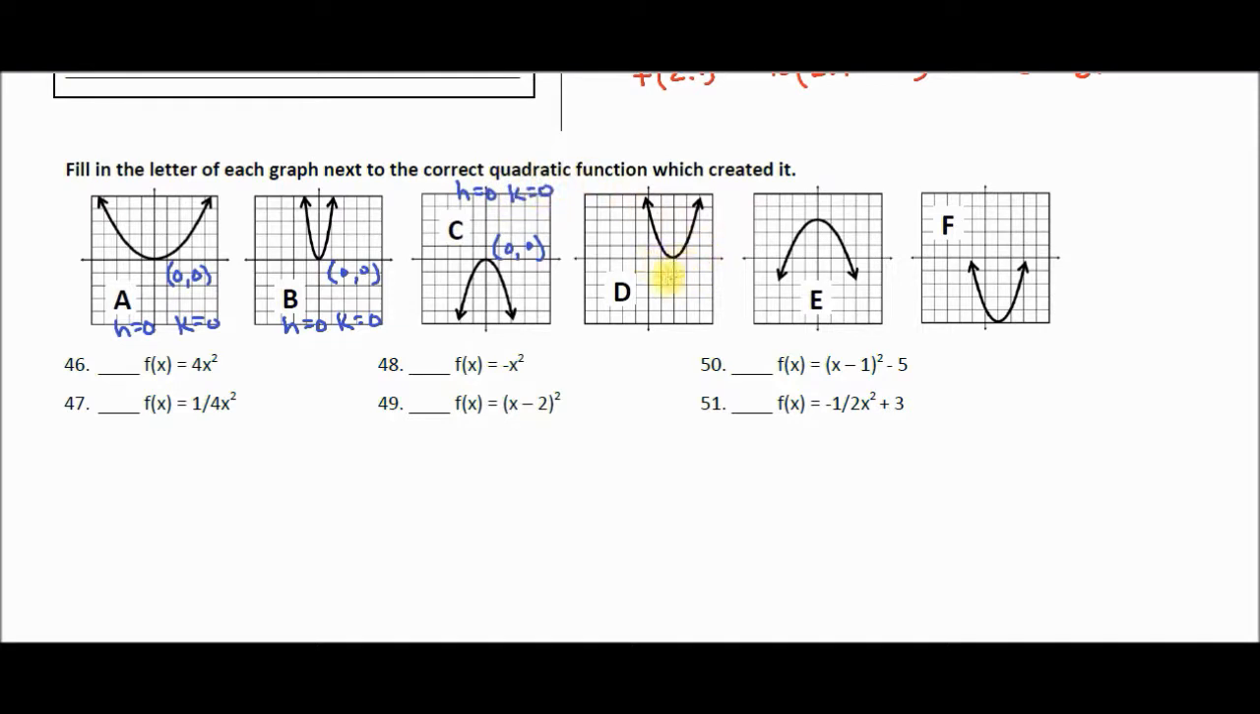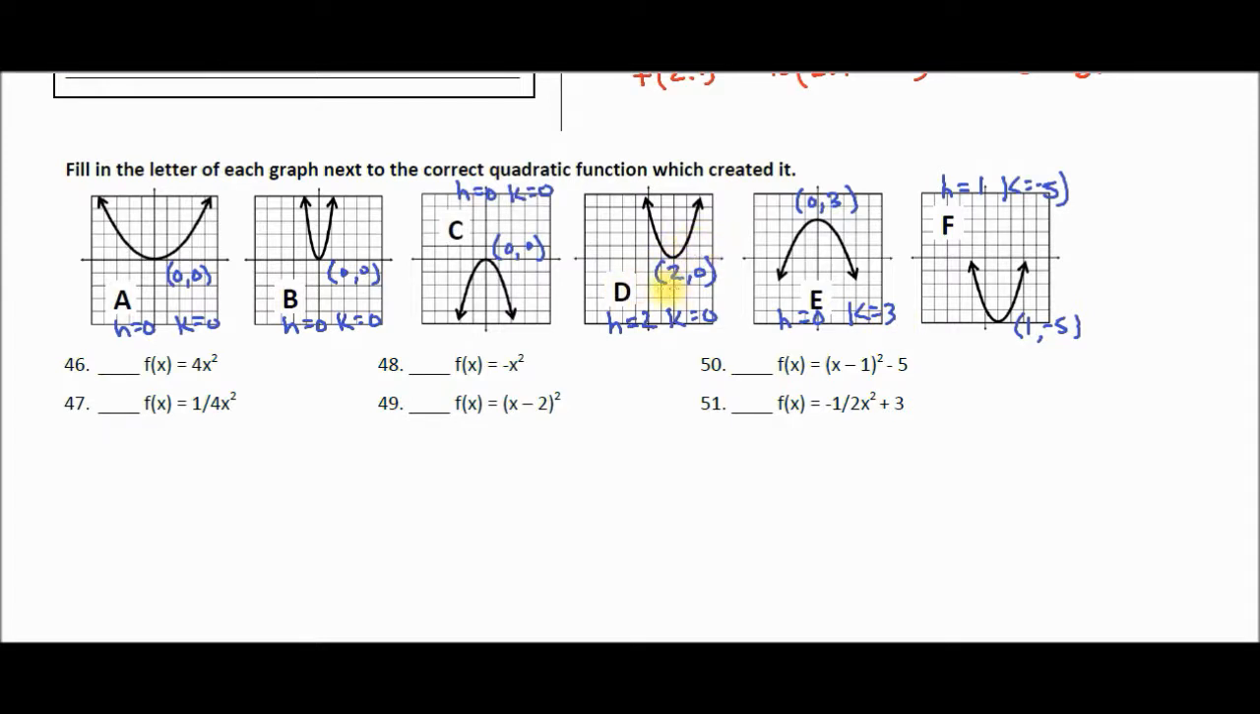Here we got to change. The vertex here is at 2, 0. That means H equals 2, K equals 0. The vertex on graph E is at 0 on the x-axis, 3 on the y-axis. So 0, 3. That means H is equal to 0, K is equal to 3. And in the last graph, looks like we have an H and K. H is positive 1. K is 1, 2, 3, 4, 5, and negative 5. And that means H is equal to 1 and K is equal to negative 5. Let's write that a little bit neater. Negative 5.